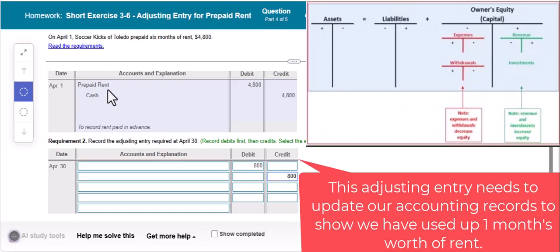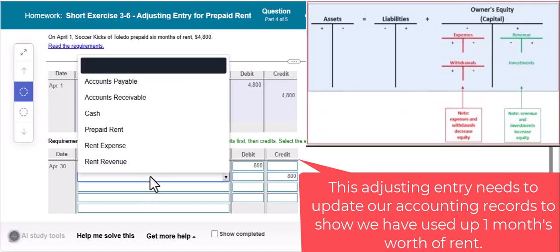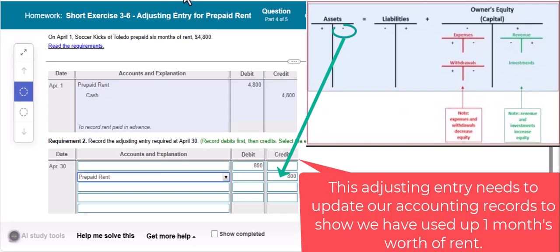And then we need to lower this prepaid rent asset by 1 month. So in order to do that, we need to credit it. So we will put prepaid rent right here for the credit. So the second line down. And again, we are lowering this asset by crediting it, since in order to lower an asset, we need to credit it.